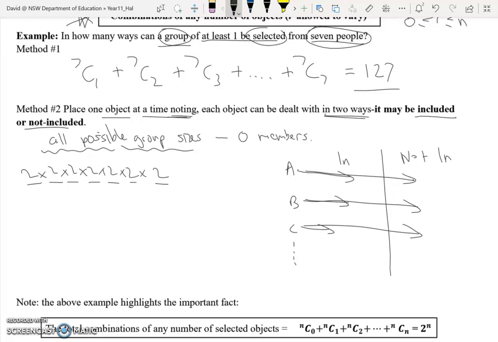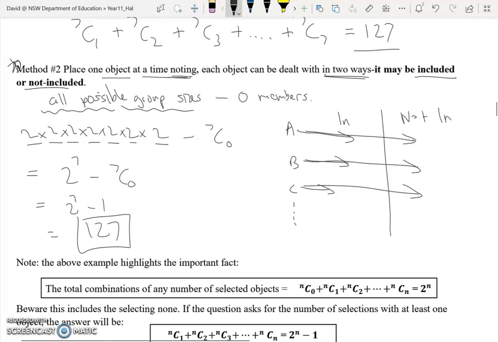And that gives us all possible group sizes. And then minus the 0 member one, which would be 7C0. We're choosing 0 from the 7. So that's 2 to the power of 7 minus 7C0. 7C0 is 1. Okay, which is 127. So that's the alternate way of doing that particular question. And it does work out to be a little bit quicker to use this method 2 shortcut.